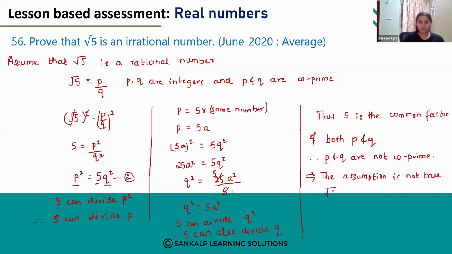Therefore, root 5 cannot be a rational number. So it should be an irrational number. So root 5 is an irrational number. Okay. This is how we prove the statement.